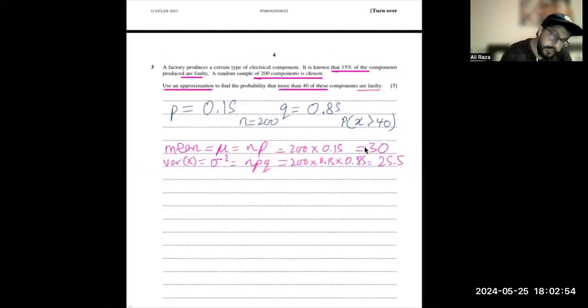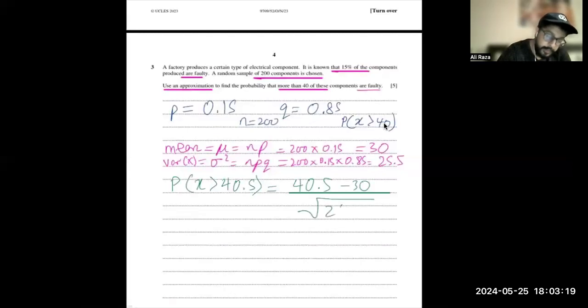Now we'll apply the continuity correction on the given data that we need more than 40 of these components to be faulty. So the probability would be x greater than 40.5. Now we'll standardize the data. 40.5 minus 30 divided by the root of 25.5. The z value comes out to be 2.079.